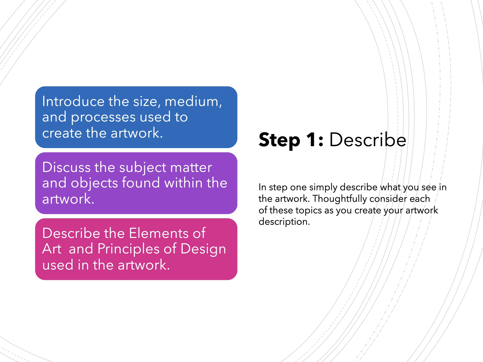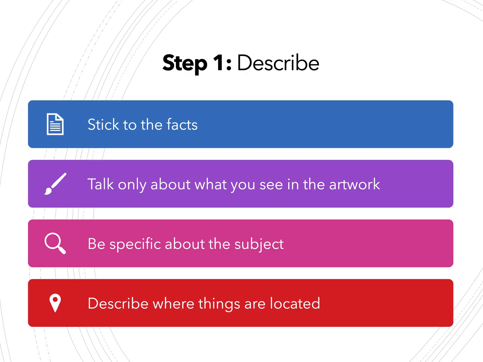I want you to talk about the size of the artwork, the medium, and the processes used to create it. Discuss the subject matter, so discuss what's happening in the artwork, and discuss the objects found within the artwork. Describe the elements of art and principles of design used in the artwork. Describe is simple, and I ask that you stick to the facts, talk only about what you see in the artwork, be specific about the subject, and describe where things are located.